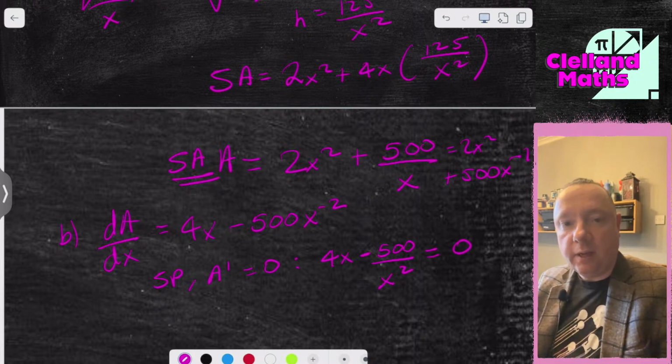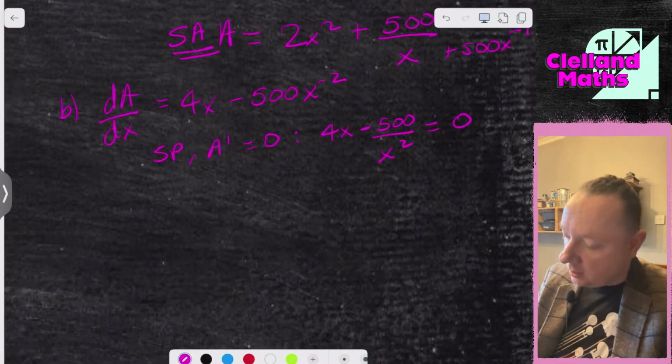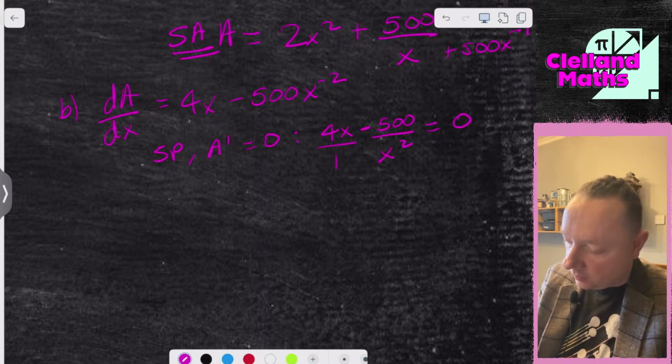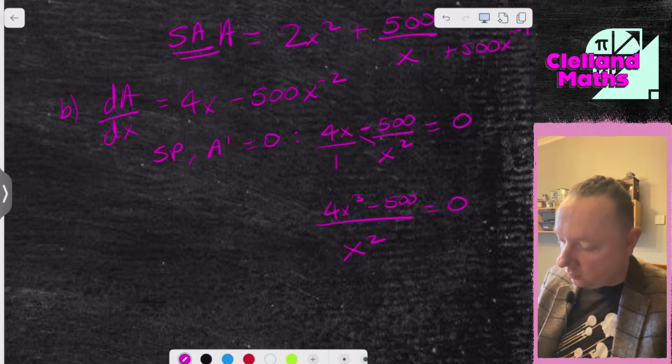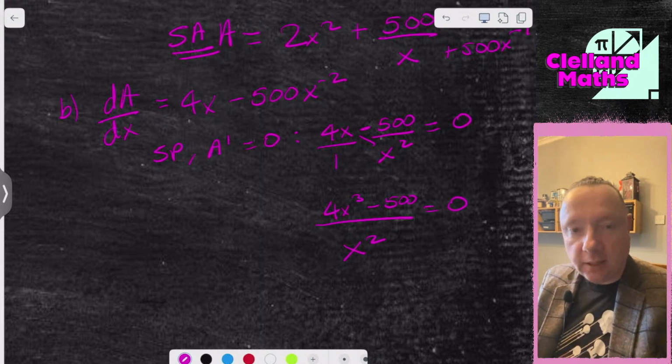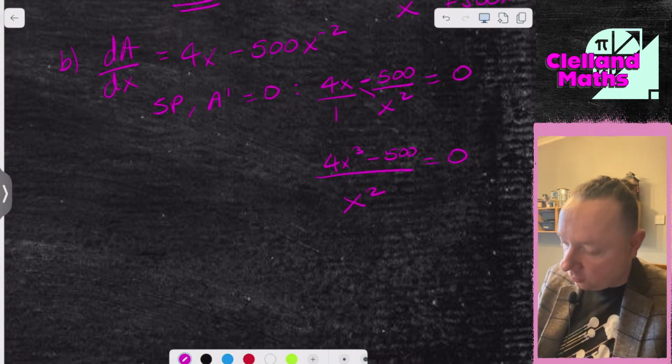Now a lot of people get stuck on how to do this one. All you do is make a common denominator. So that's 1. x times x is x squared, 4x cubed then minus 500 equals 0. So then we can just say that 0 times x squared equals the left-hand side. So 4x cubed minus 500 just equals 0.